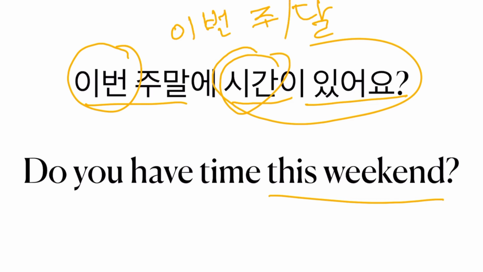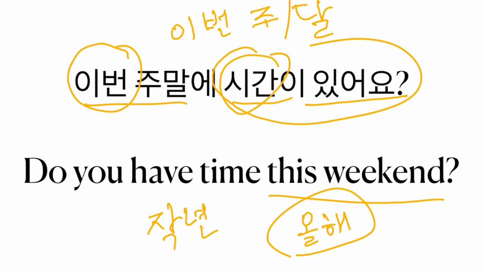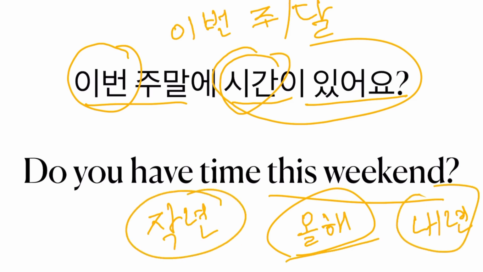But what about this year? If you want to say this year, oh, that's totally different. You say 올해. 올해 is this year. Last year is 작년에. And next year is 내년에. 내년 is next year. 작년 is last year. 올해 is this year. So do you have time this weekend? Let's see the next sentence.